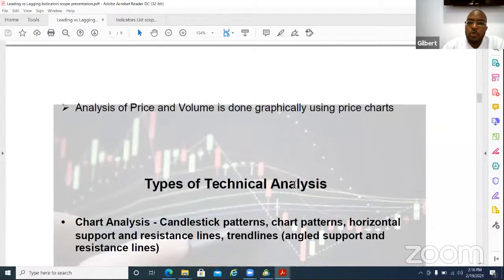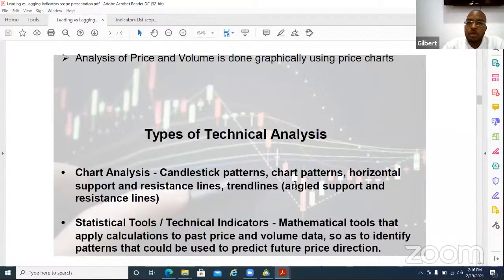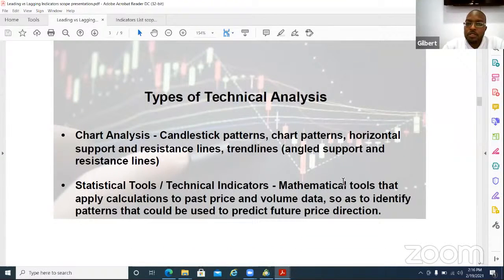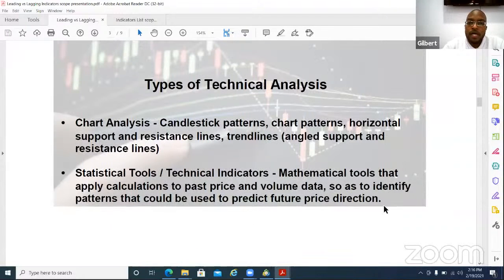So it's easier for you to look at something and be able to identify patterns as opposed to just making calculations and you're not even able to understand what it is that you're even calculating. All right, so the types of technical analysis.